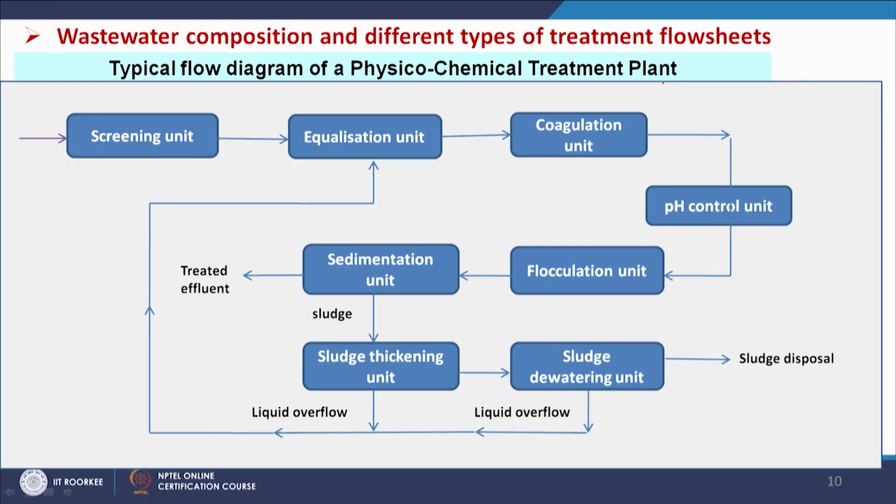Here the first unit is screening, then the equalization unit, then the coagulation unit, then the pH control unit, then flocculation, and then the sedimentation unit. Sedimentation gives us treated effluent, and sludge will come from the bottom. The sludge will be thickened, and then go to the sludge dewatering unit and sludge disposal, and the liquid which comes out can be sent again to the equalization unit. So, this is a very simple flow sheet which can be used for the treatment of wastewater where organic content is not present.